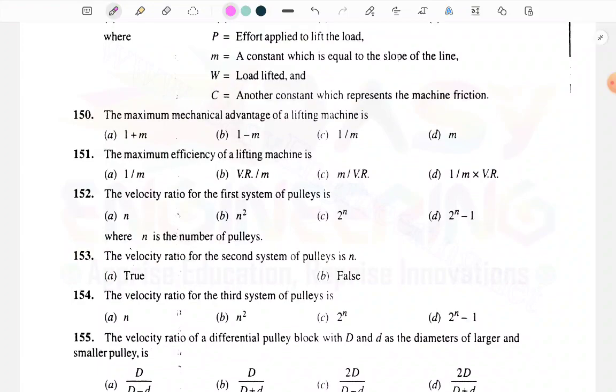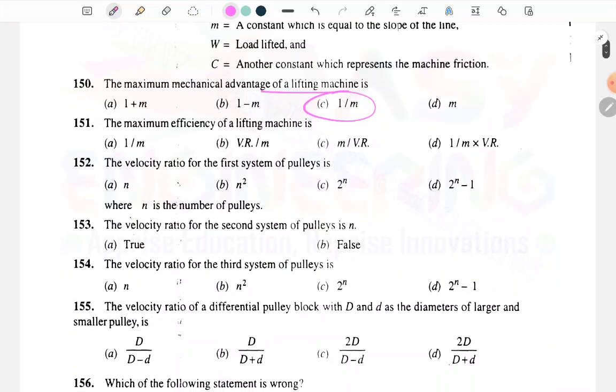engineering. Now we're going to see the first question, question 150: the maximum mechanical advantage of a lifting machine is 1 by m. The maximum efficiency of a lifting machine is 1 by m into velocity ratio, because efficiency is mechanical advantage by velocity ratio. For maximum mechanical advantage it is 1 by m, so 1 by m into velocity ratio. That one only they are writing here.